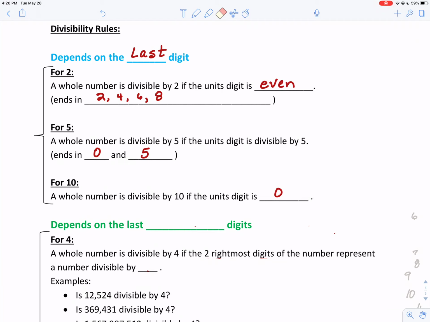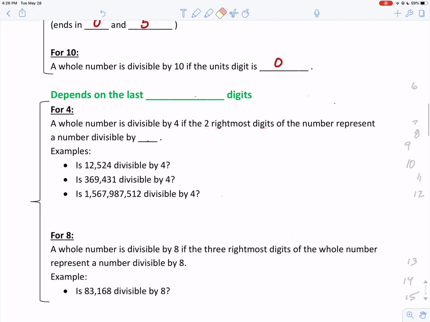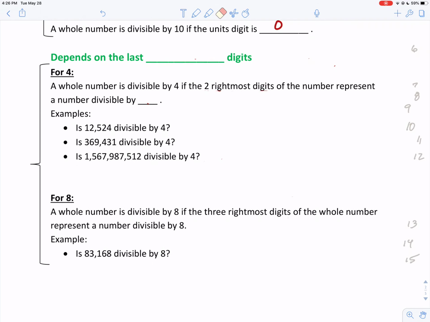Those divisibility rules are ones that you may be more familiar with, but the rest of them you may never have heard about. So let's look at the ones that are dependent on the last several digits, not just the last one. For the number 4, a whole number is divisible by 4 if the 2 rightmost digits of the number, now what does that mean? That's the 2 digits on the right. So the 2 rightmost digits of the number represent a number divisible by 4.